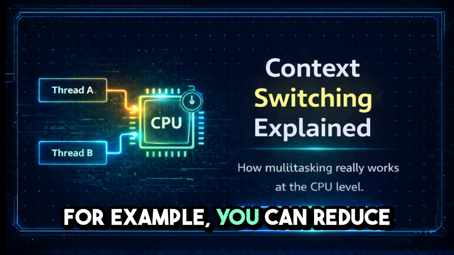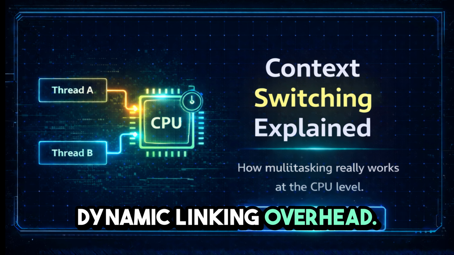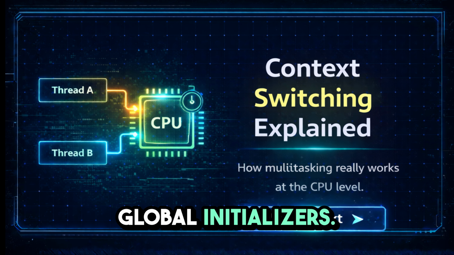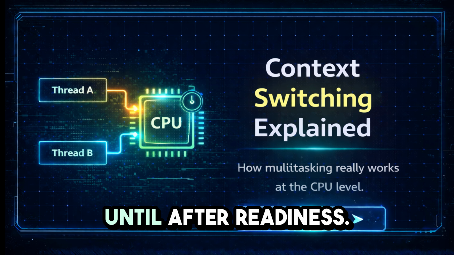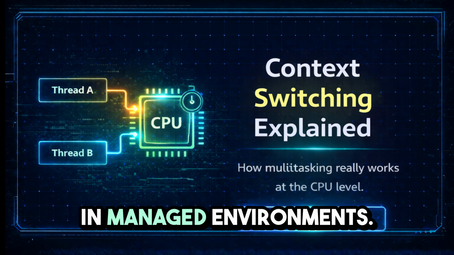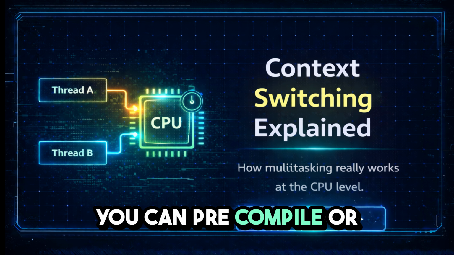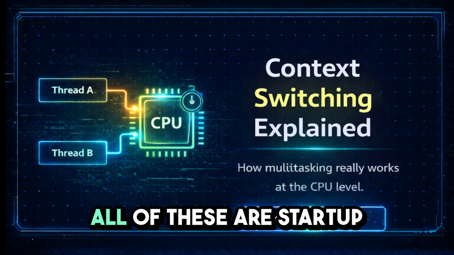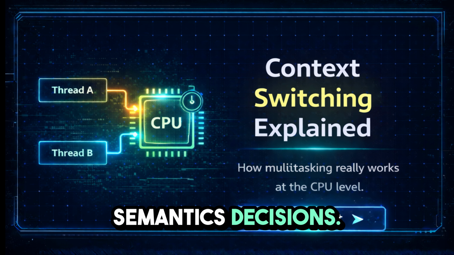For example, you can reduce dynamic linking overhead. You can minimize global initializers. You can defer heavy work until after readiness. You can reduce class path scanning in managed environments. You can pre-compile or cache runtime components. All of these are startup semantics decisions.